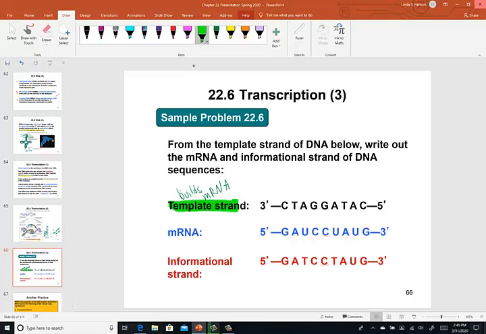The template is what you read. So you're going to have complementary base pairing. You notice you read from 3' to 5'. Read in that direction, 3' to 5'. So again, complementary base pairing for messenger RNA.